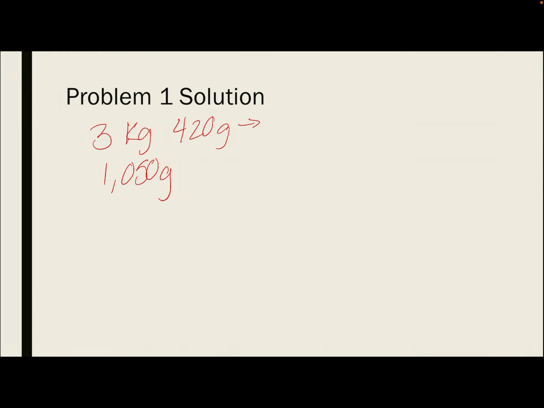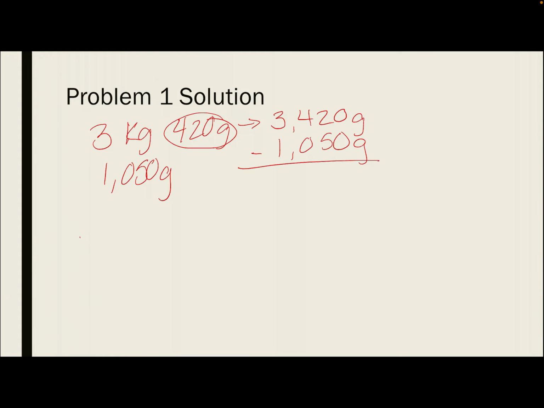So if we convert, then we need to put these 3 kilograms into grams. We know that 1 kilogram equals 1,000 grams. So 3 kilograms will equal 3,000 grams. And then we just add what we already have here to that number, and we get 3,420 grams minus 1,050 grams. Now, before we solve, let's go ahead and talk about how to do the simplifying strategy.